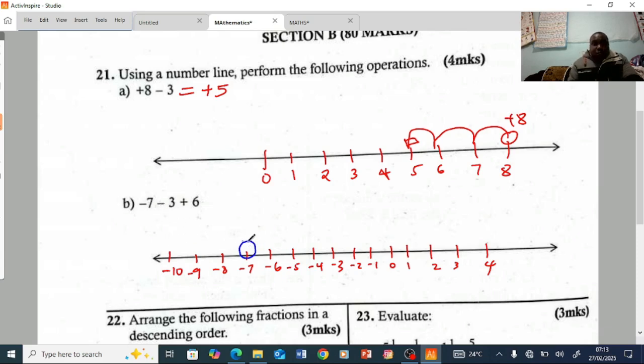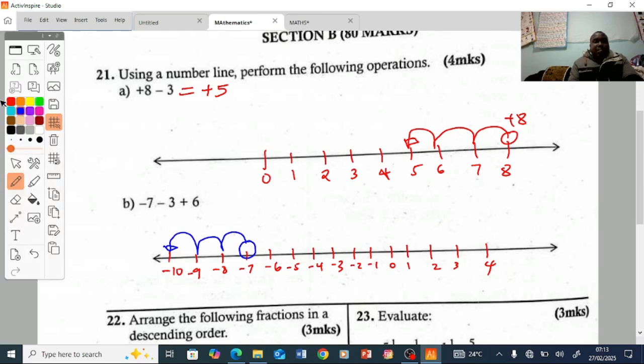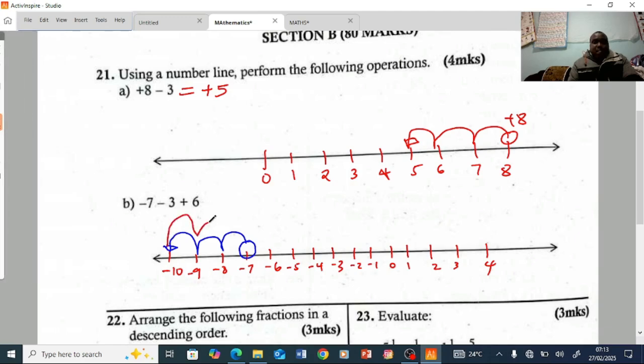Minus means you move to the left. So you move to the left 3 steps. That is 1, 2, 3. We reach negative 10. Then from negative 10, we move to the right 6 steps. Positive 6 means you move to the right. So from here, we move 1, 2, 3, 4, 5, 6 steps. Now we have reached negative 4. Therefore, the answer here is negative 4.